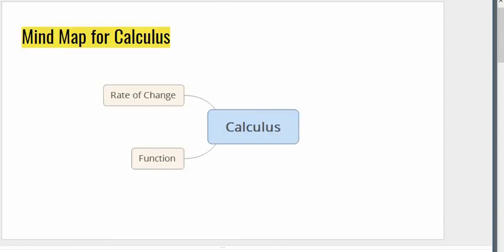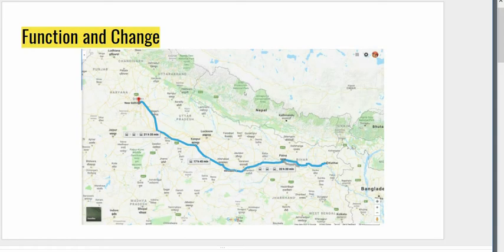And this is the mind map of calculus. So there are two major branches of calculus. One is the concept of function and another is rate of change. And as we progress, we will add more and more branches to it. And as I had shown last time, we are studying calculus using the example of trains going between a place on the foothills of the Himalayas called Katihar and New Delhi. So this is the route.